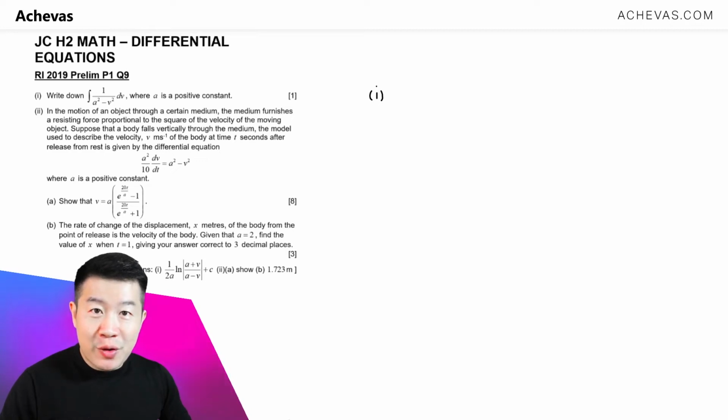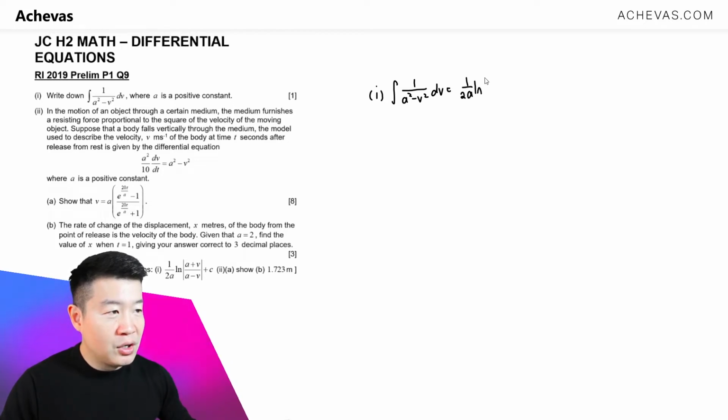Part 1 here is pretty straightforward. We just need to make use of the results that we have in our formula sheet. So for integration of 1 over a squared minus v squared, this will just be equal to 1 over 2a ln of the modulus of a plus v over a minus v plus an arbitrary constant c.